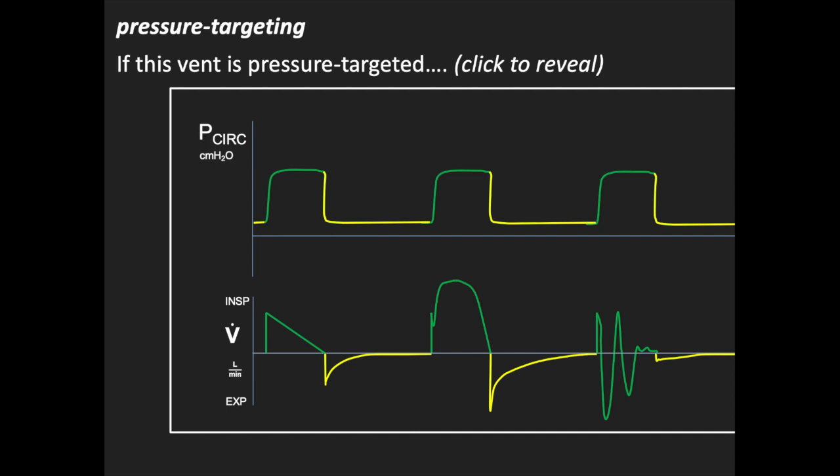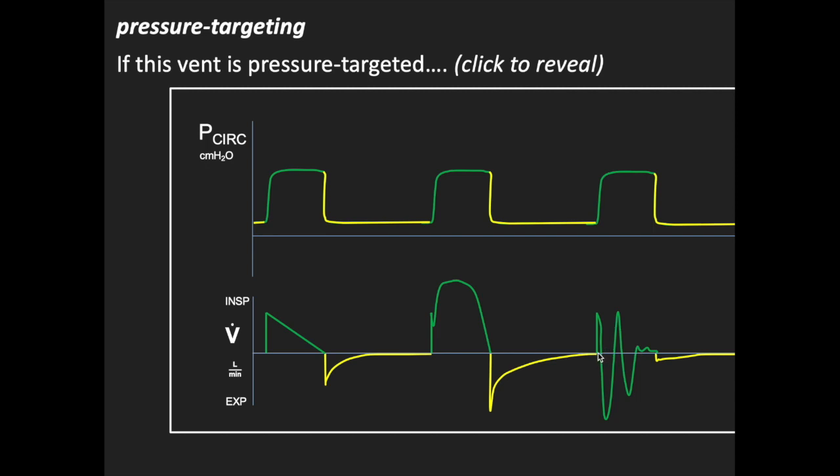You can imagine that this is much more comfortable than the flow targeted mode, right? Because if you're the patient, when you tried to take a big deep breath in, the ventilator let you do that. The ventilator provided an inspiratory flow to maintain its pressure target, and it's like you and the ventilator were working together. Same thing with the cough.